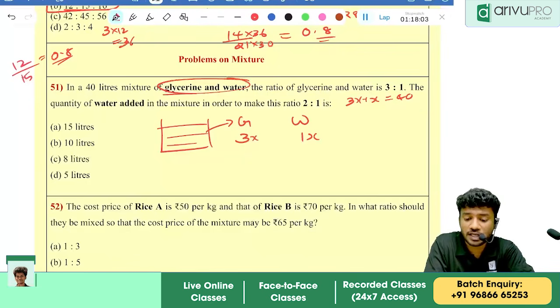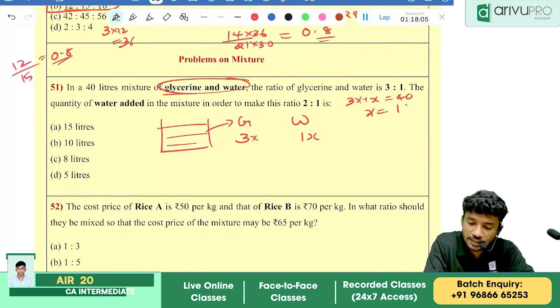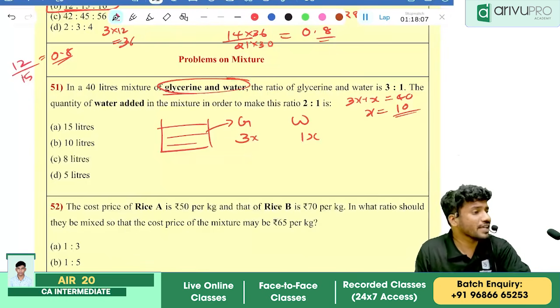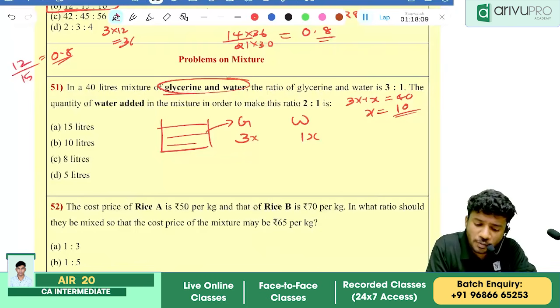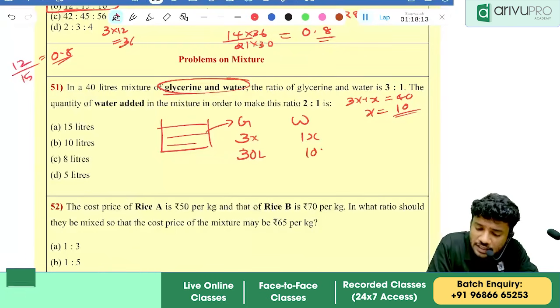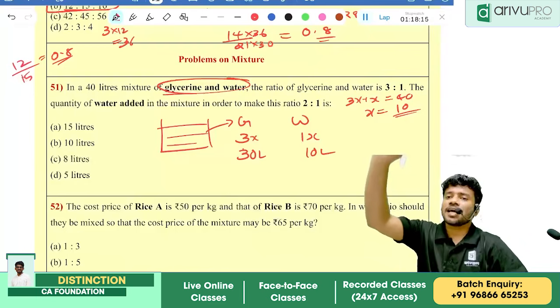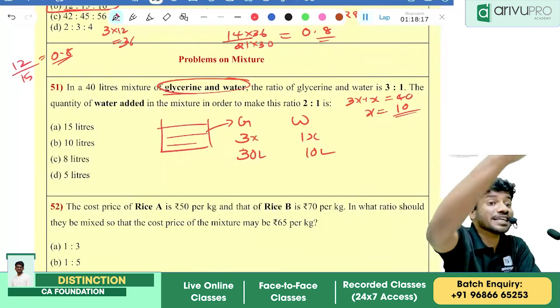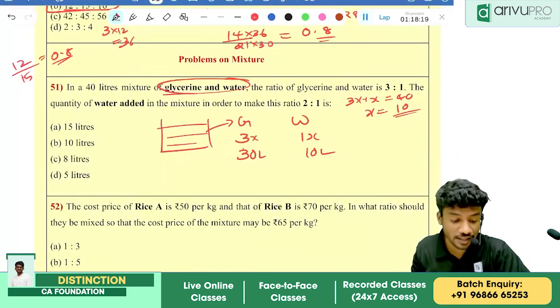40. From that, x is equal to how much? 10. 4x is equal to 40, x is equal to 10. So, how much glycerin is there? 30 liters of glycerin, 10 liters of water. That is the initial distribution between glycerin and water.